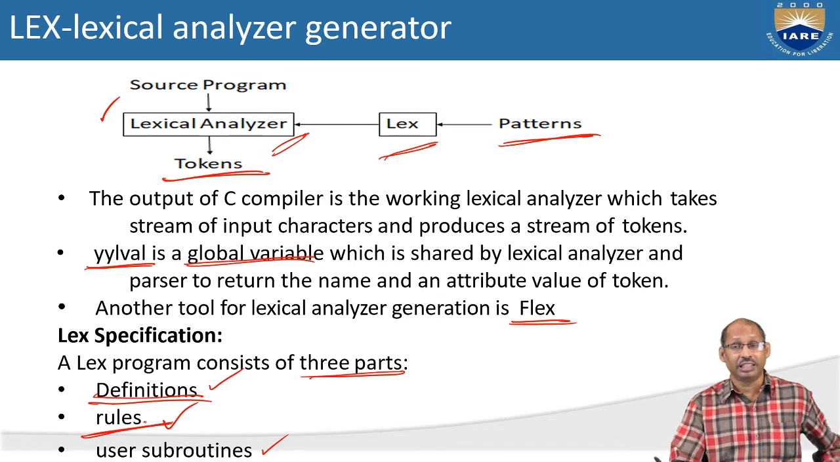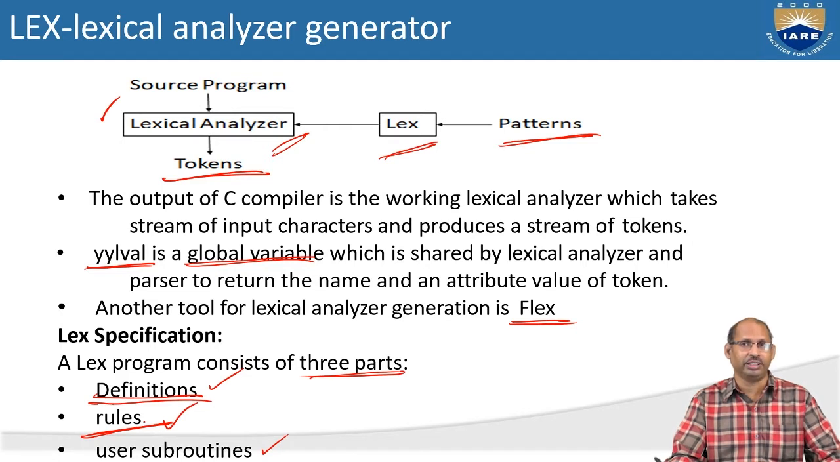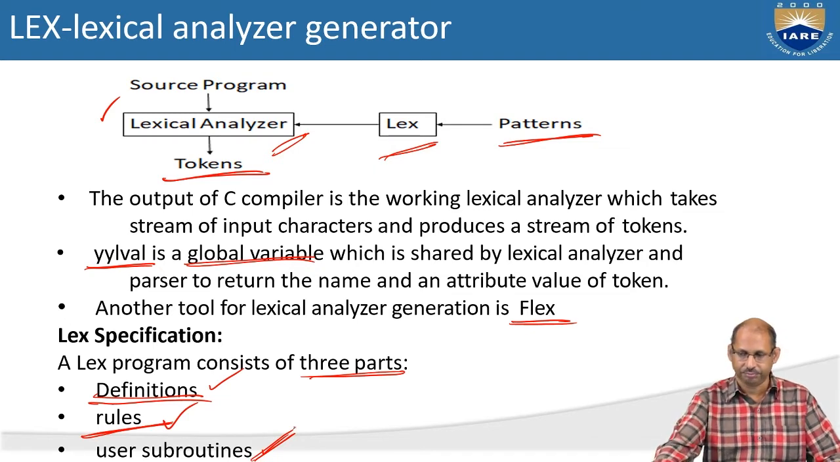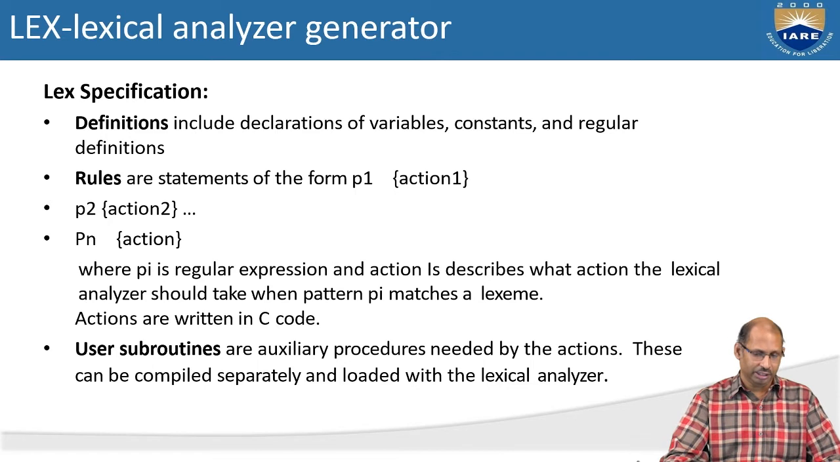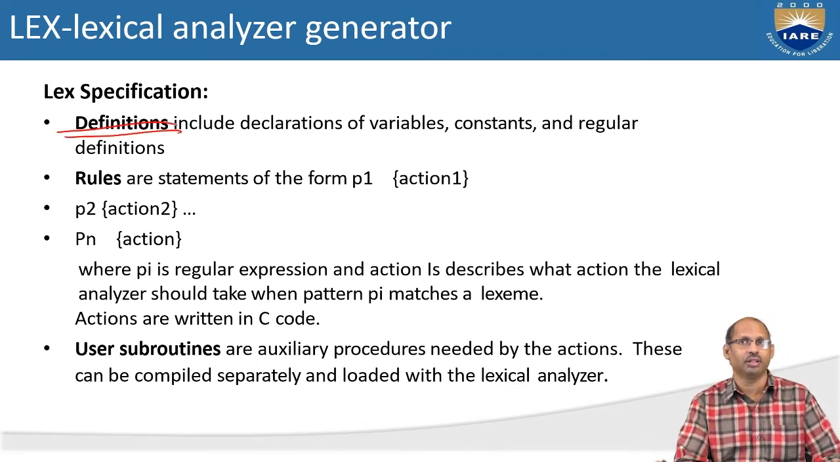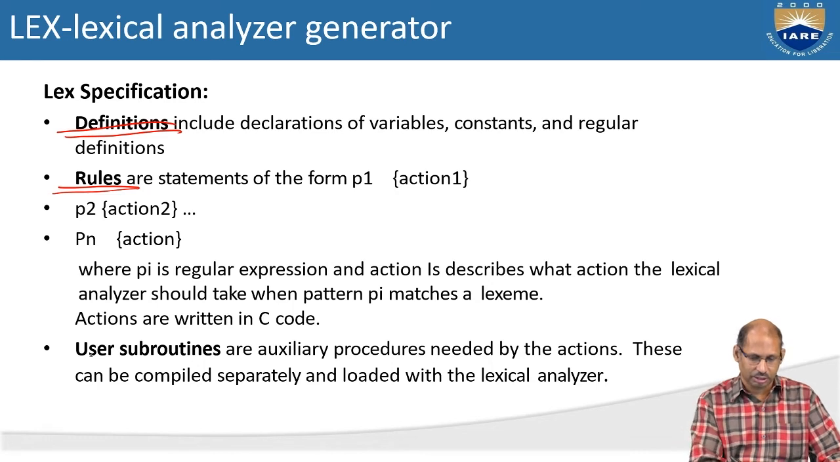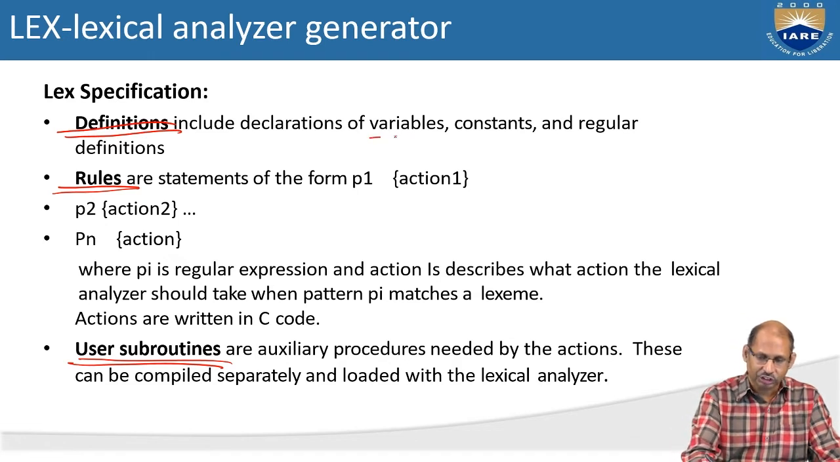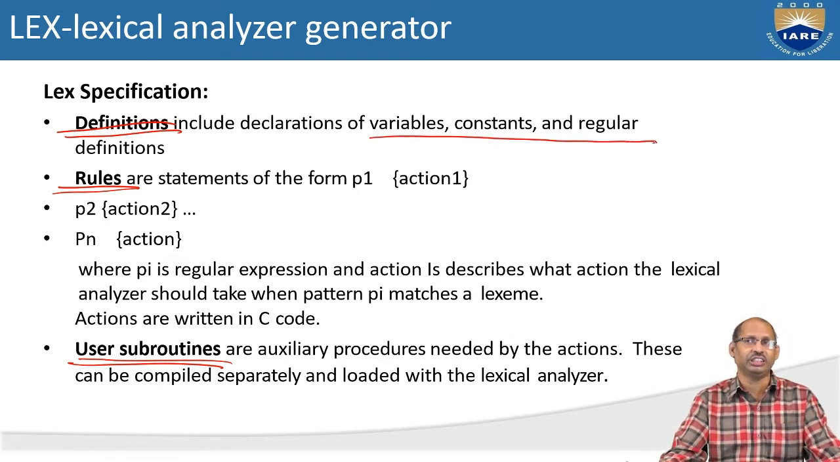Whatever functions and subroutines are required in the action part are defined in the third part, the subroutines, right? So first step definitions, second step the rules, third step user subroutines. The first part includes the definitions of variables, constants and regular definitions, everything, right?